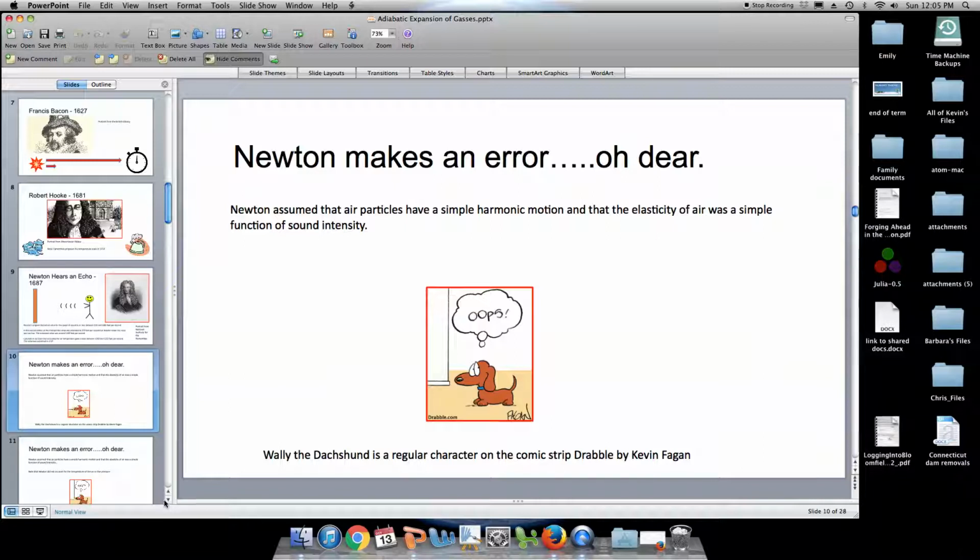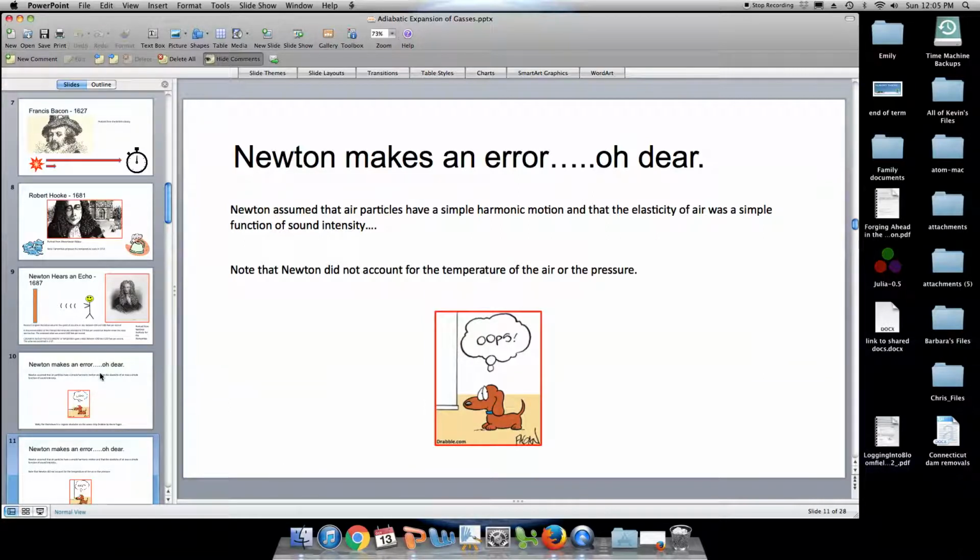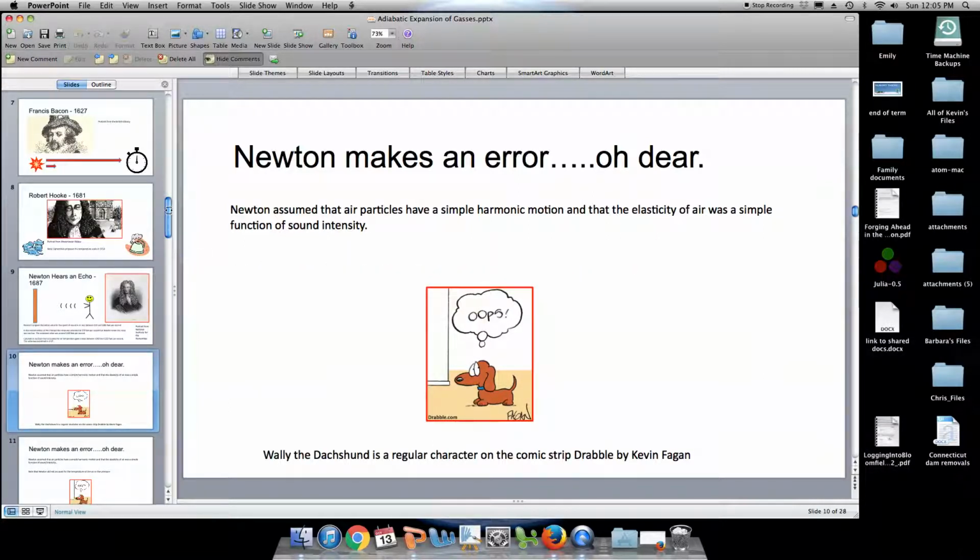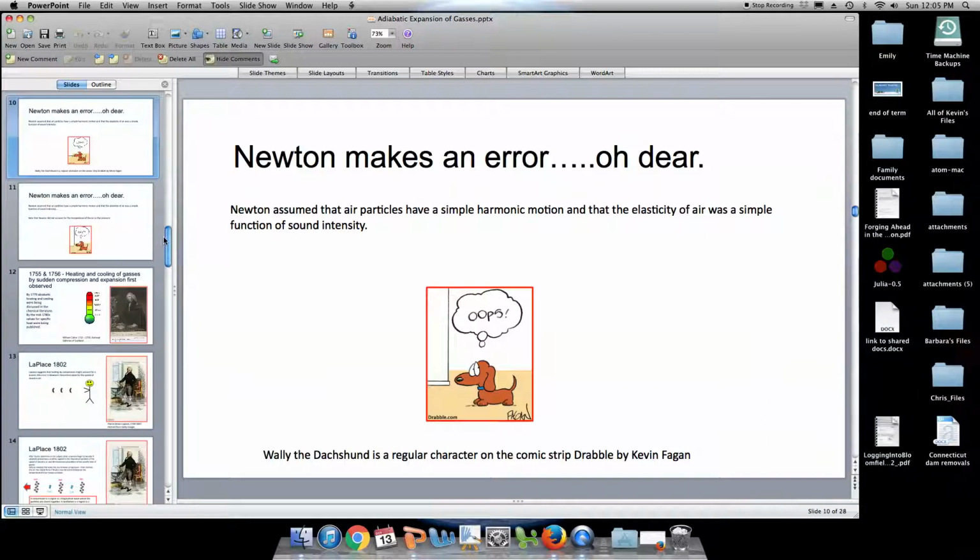So we had a bit of a crisis in science because Newton had made an error. Oh my goodness. Now, if the world's greatest physicist could be 20% off, everybody knew about it, and this was very, very embarrassing. So what did Newton do that gave him the wrong number? Well, it was actually what he did not do.